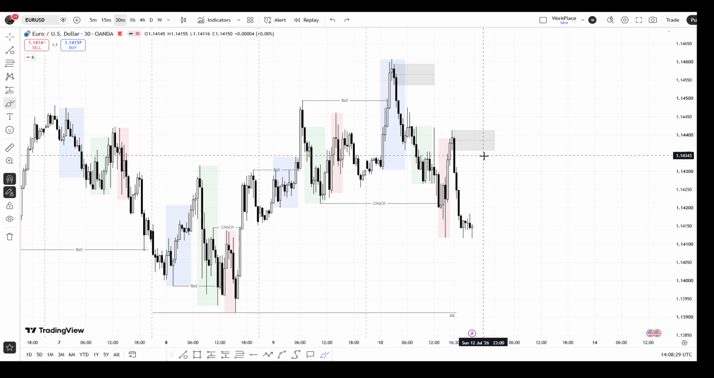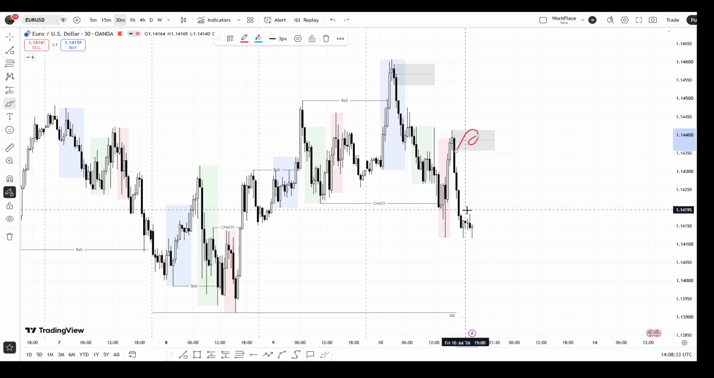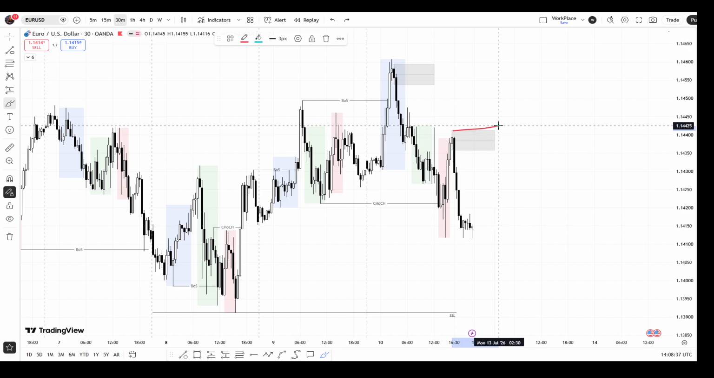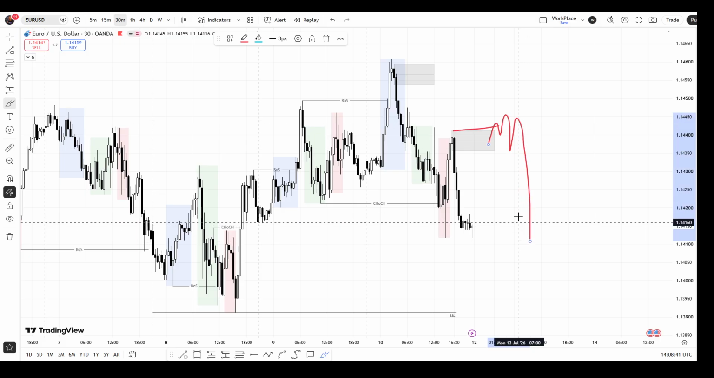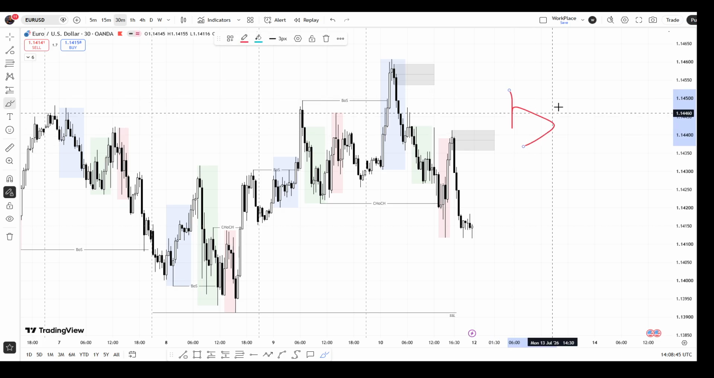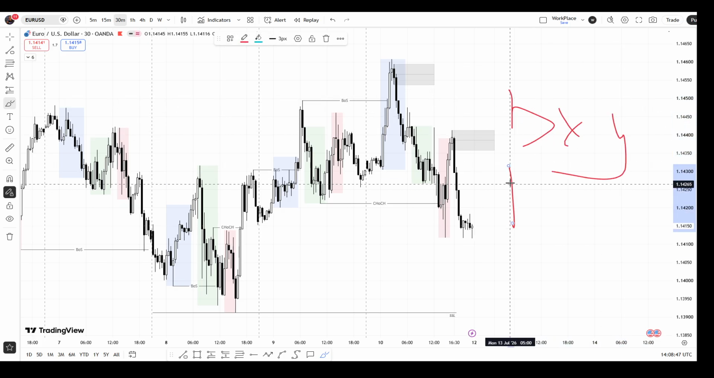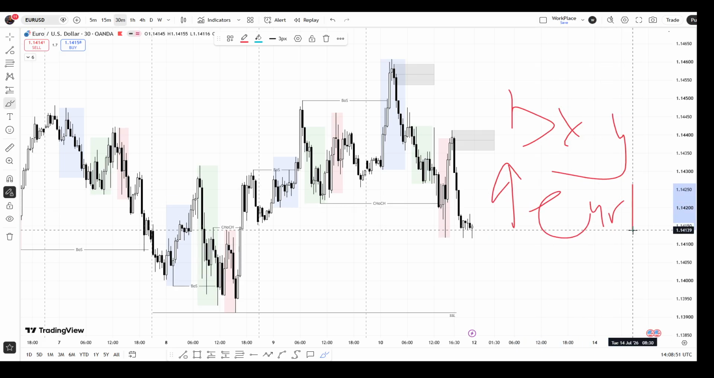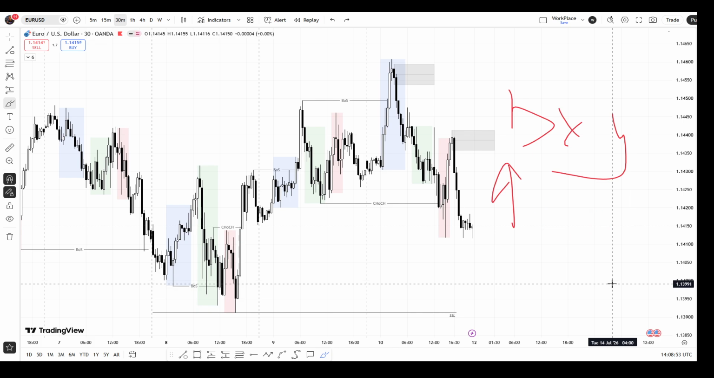All right. So we'll be waiting for price to return to this other block here after sweeping this high, and then sweep this high for a change of character to the downside on a lower time frame, and then we sell to the downside. All right. So the DXY is bullish. The euro is bearish. All right.